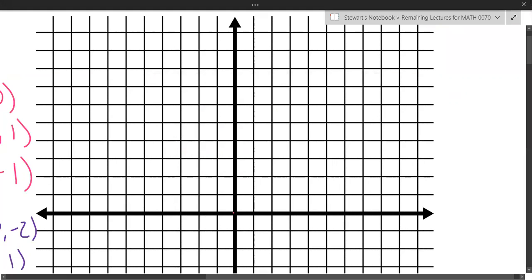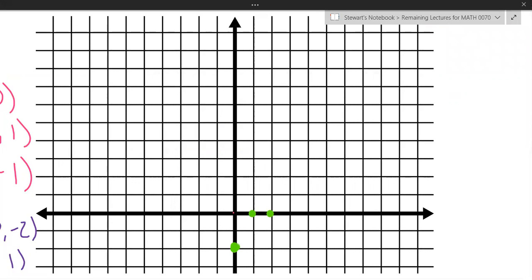So start at the origin. We don't go anywhere with x because it's 0. We go down 2. So there's our first point. 5, 2 is our next point. So we go over 1, 2, 3, 4, 5, up 1, 2. So we end up here.